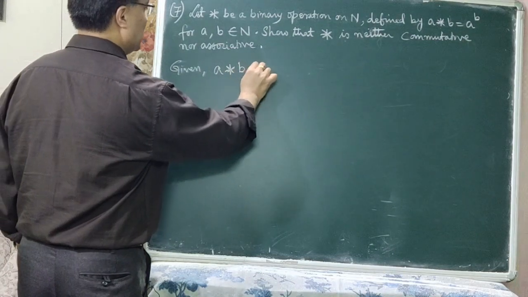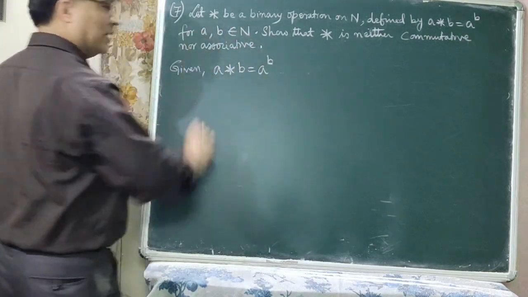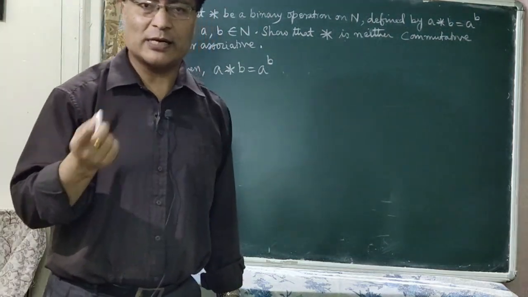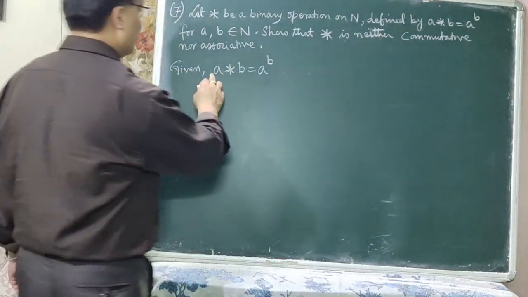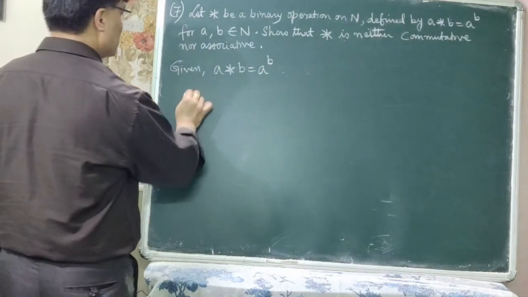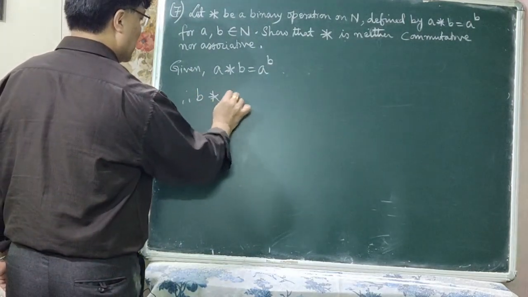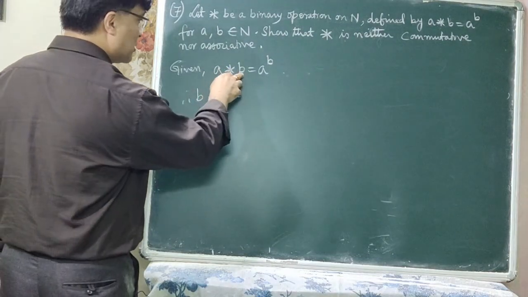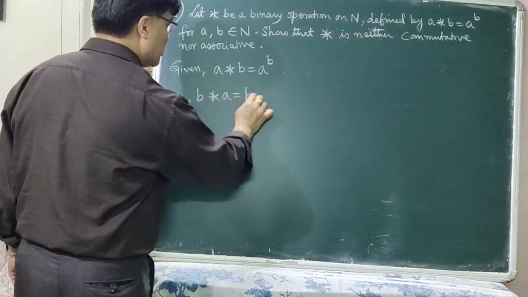Okay, so now here given is a star b is equal to a to the power b. For commutative property we have a star b is equal to b star a. Okay, so if a star b is equal to a to the power b, so what is b star a? So b star a means instead of a there is b, instead of b there is a, so it is b to the power a.